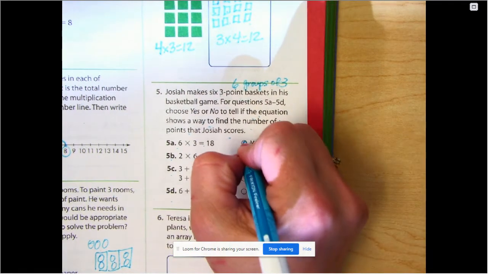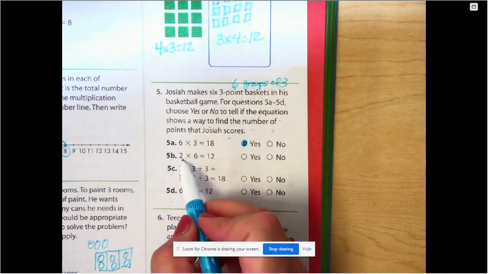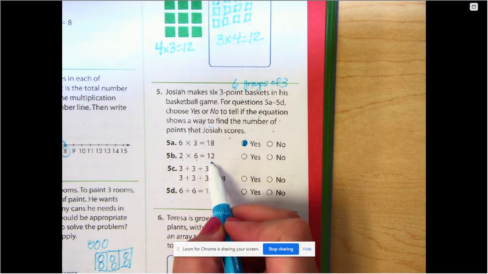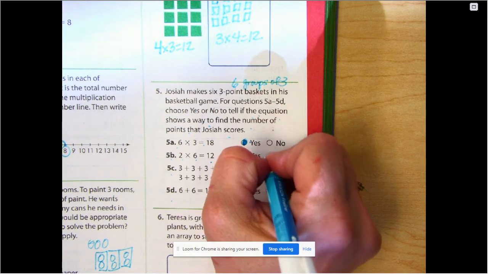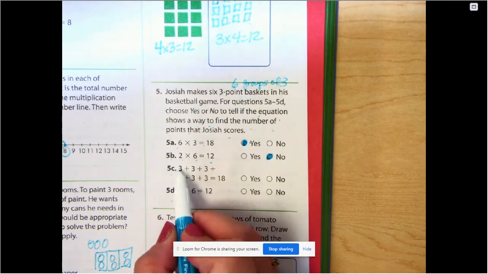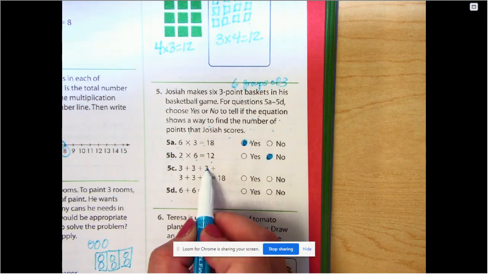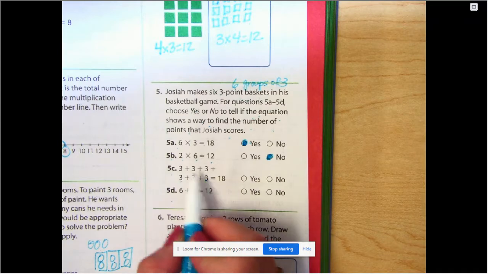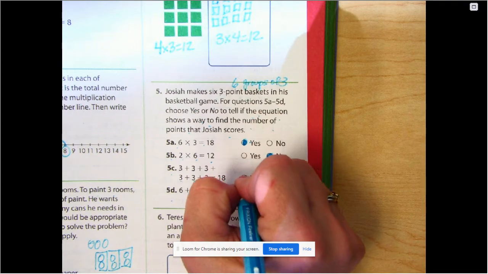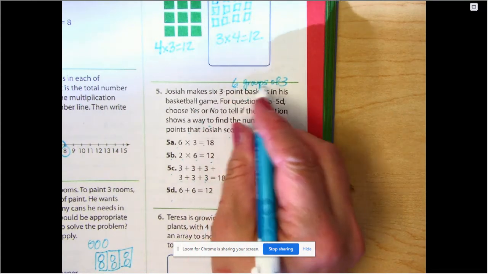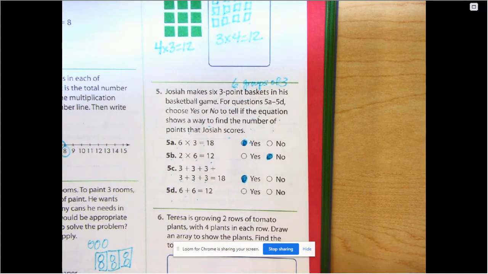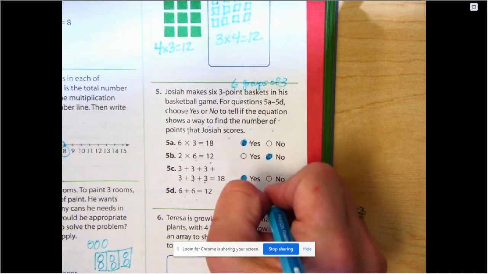Yes. 2 groups of 6 equals 12. No. 3 plus 3 plus 3 plus 3 plus 3 plus 3. 1, 2, 3, 4, 5, 6 groups of 3. Yes. We said 6 groups of 3. 6 plus 6. No, that won't work.